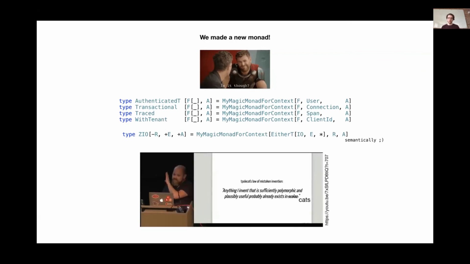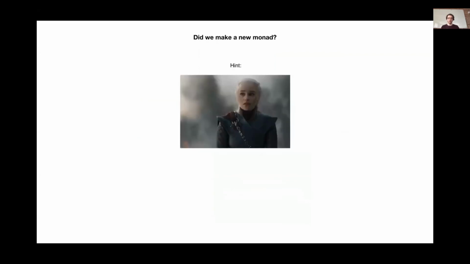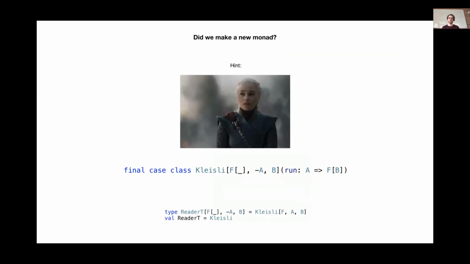So there's a law by Rob Norris that there's basically nothing new. If it's plausibly useful and sufficiently generic or polymorphic, it's already out there and it's probably already in Cats. So did we really come up with a new monad? We didn't. There's already a monad like that. It's called Kleisli, and you may know it as ReaderT.